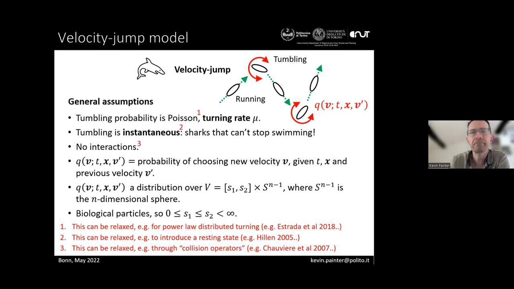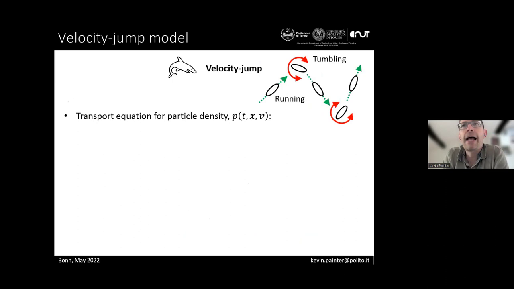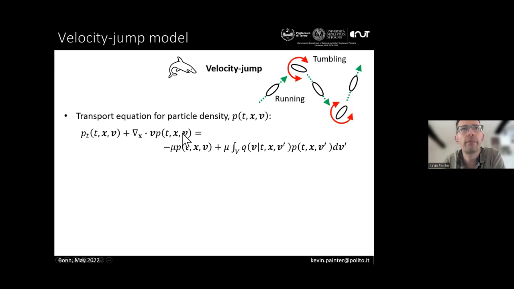Okay, so that's my model. And from this velocity jump random walk, you can write down what we call the transport equation. It's effectively a kinetic equation to describe the particle density p, and it takes the following form. I'm not going to go into the derivation of this, but essentially this is just a continuous formulation of that velocity jump random walk process.